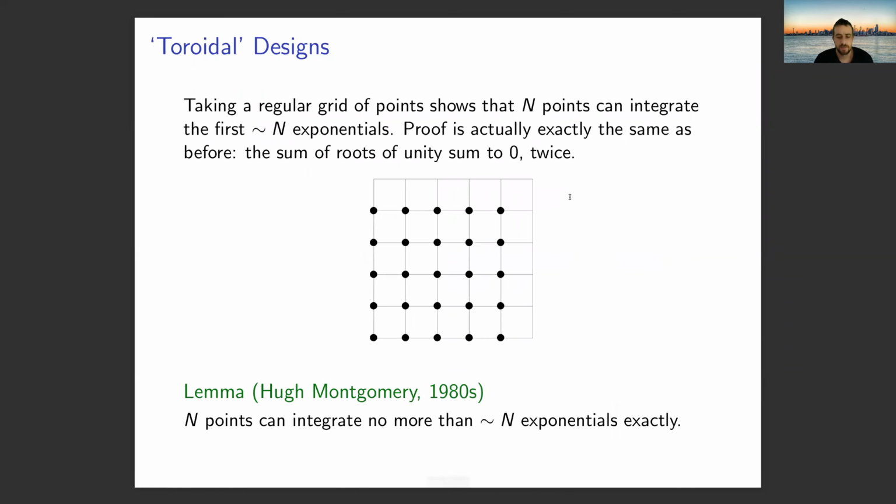And there's a result by Hugh Montgomery from the 1980s, which is the analog of the No-Miracles Theorem, which says you can't really hope for more than this. So n points, you can hope to solve n equations. You will not solve n squared equations with n points. There is no miraculous construction of points that does this.